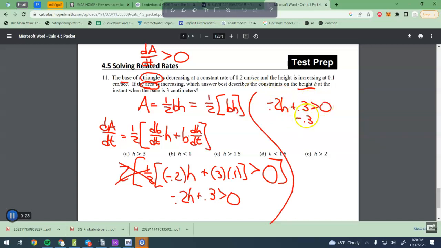So I'd subtract 0.3 from both sides. -0.2h is greater than -0.3. And then I divide by -0.2. Hopefully you remember that when you multiply or divide by a negative number, you switch the sign of the inequality. A negative divided by a negative is positive. So I get h has to be less than 1.5.